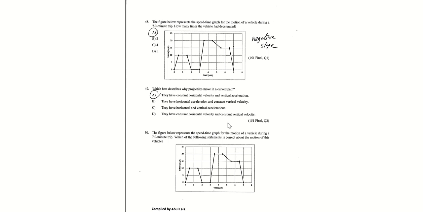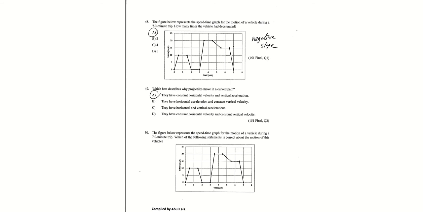Now let's move on to 49, and it says which best describes why a projectile moves in a curved path. Like why, if you throw a projectile, it does not fall straight like this or like this, but moves in a curved path. And of course this is because there is the effect of gravity. So you have a horizontal motion, but you also have a vertical motion. You have both kinds of motions, and that's what makes it move in a curved path.